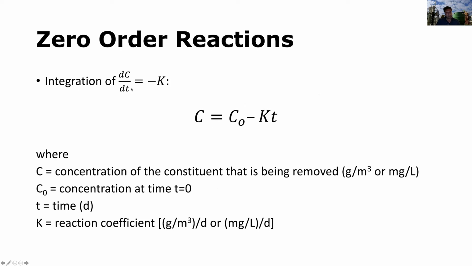If we integrate that equation, we get the solution C is equal to C naught minus k times t, where C is the concentration of the constituent being removed, and C naught is the concentration at time t equals 0. k being, again, the reaction coefficient for this particular zero-order reaction.